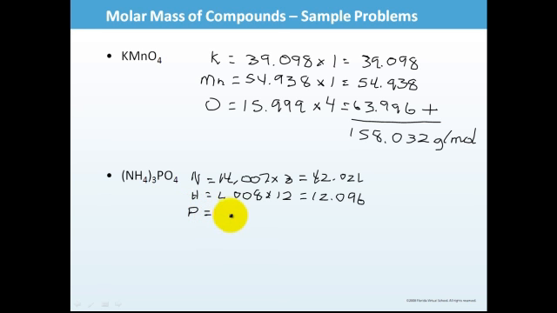Okay, now phosphorus. Looking at the table, the mass is 30.974. All right, and in the formula we only have one phosphorus, so that's not going to change.